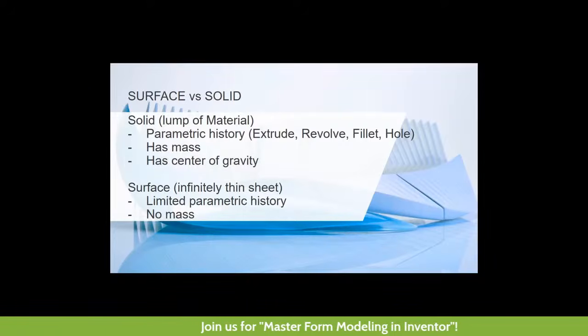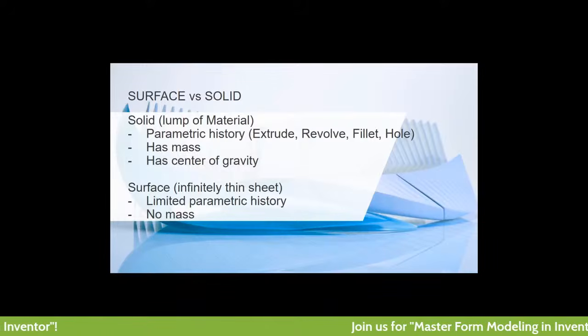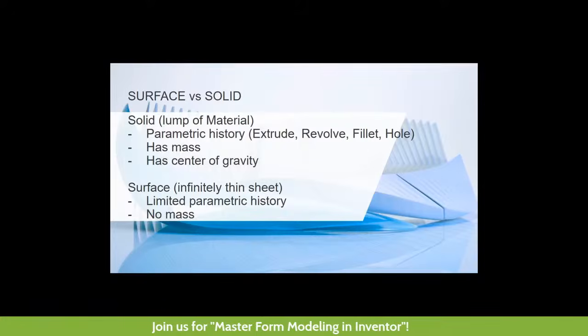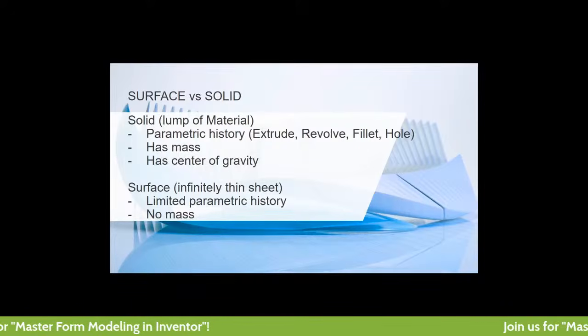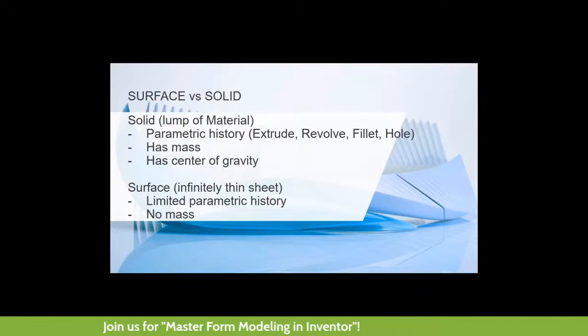And the difference from the solid to a surface is, the best way to think of a surface is an infinitely thin sheet of material. It has no mass whatsoever, and surface modeling focuses more on the external aspect of an object, and it develops an object by stretching a surface over it with freeform tools that are available in Inventor.